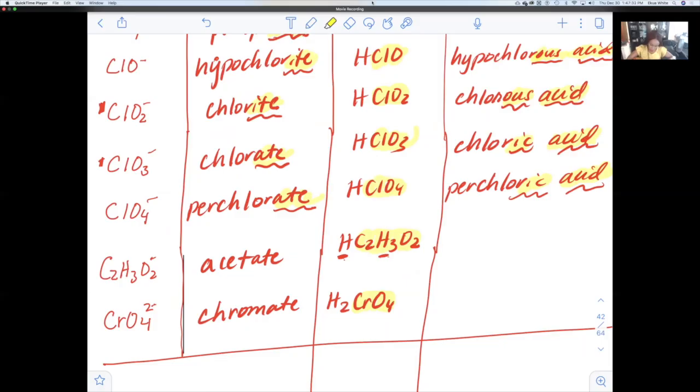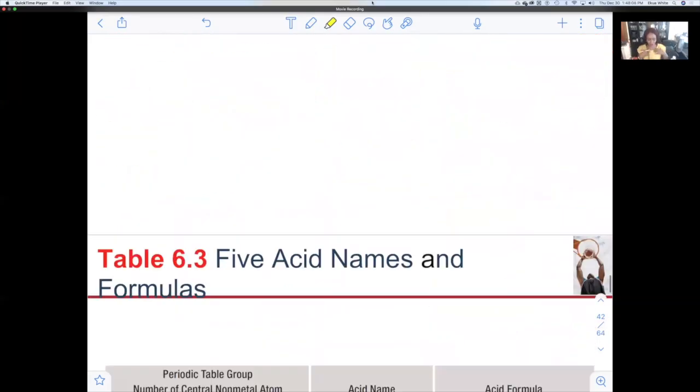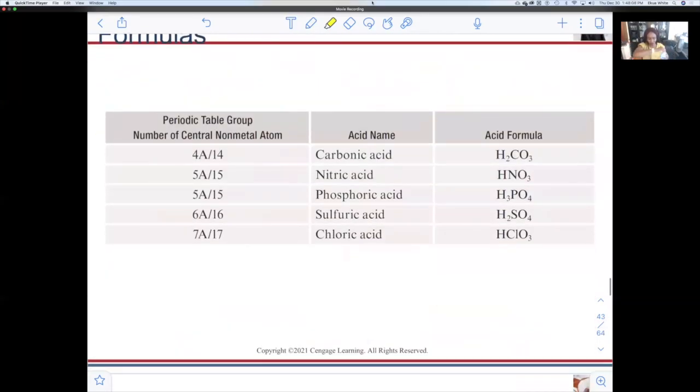Okay, so this part is going to be changed. This part is going to be changed. Let me highlight the parts that are going to be changed. The "ate" becomes "ic acid," so we have acetic acid. Remember, that's the vinegar. It's not the common name, but the systematic name. And then we have chromic acid because you're replacing the "ate" with "ic acid." And here we are, done with this list, guys. We're doing very good. I'm so proud of us, right?